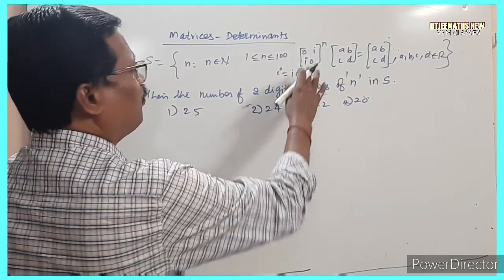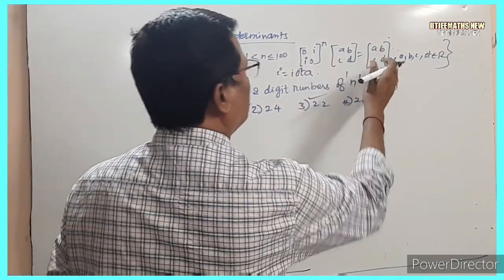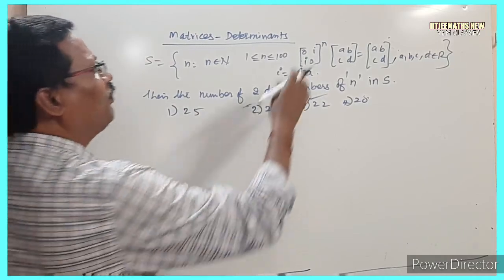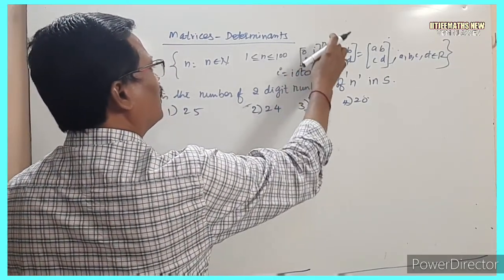Now see that the product of these two is equal to again ABCD. When does it come? If this is the identity matrix.